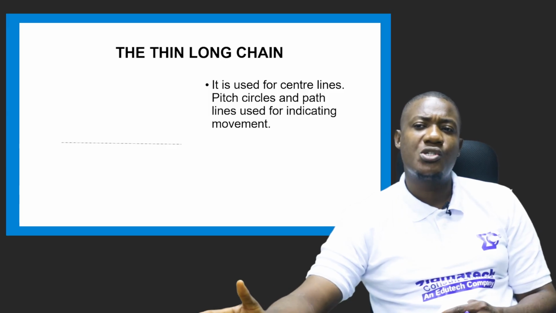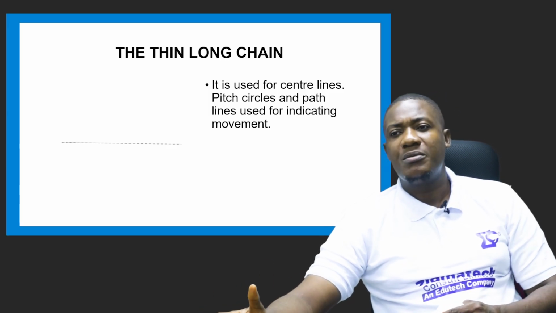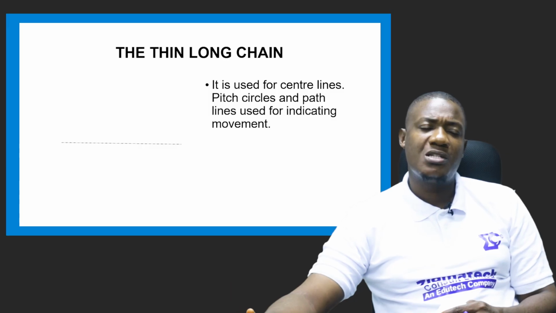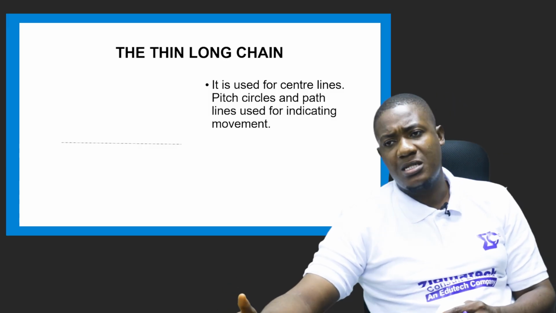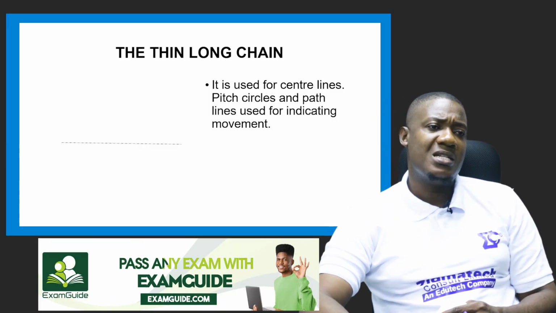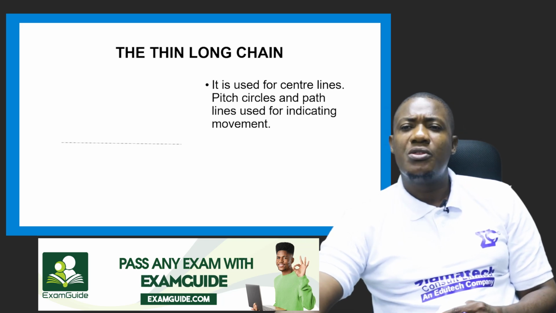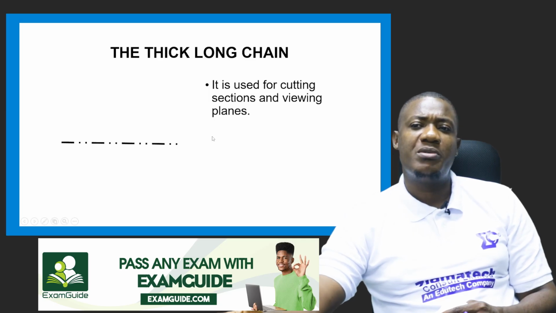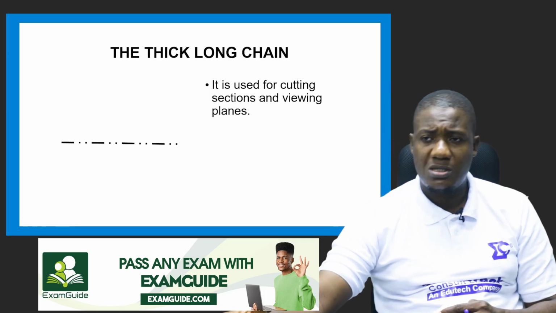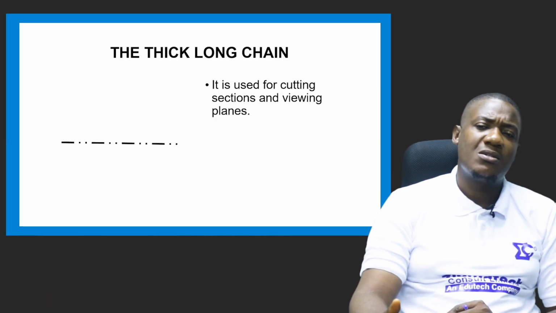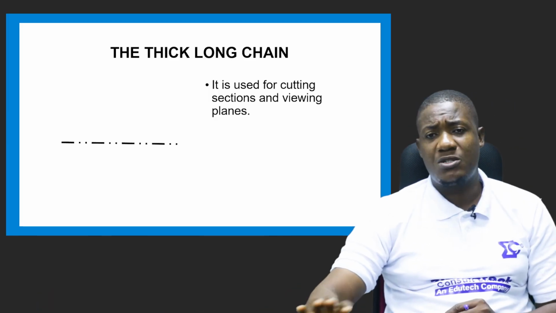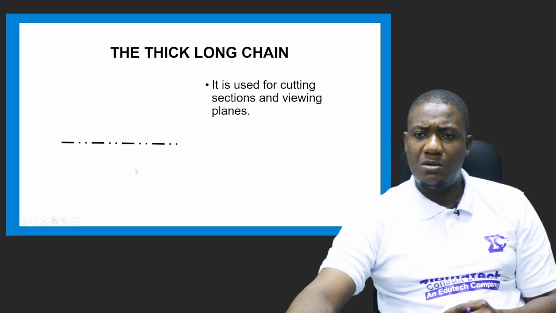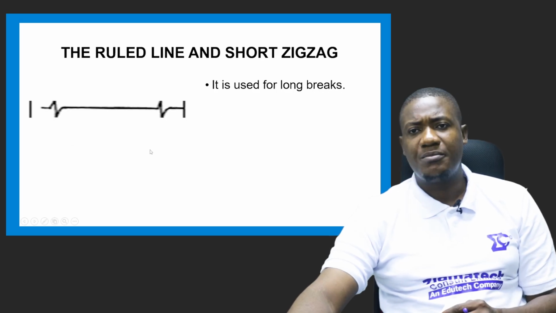All right, we also have the thin long chain, right? In this thin long chain, we use them basically for center lines. We use them for pitch circles and path lines used in indicating movements. Basically, that's what we use this kind of line to do. We also have the thick long chain. Basically, this is used for cutting sections and viewing planes. We use this line for cutting sections in case you want to show sections. We make use of this thick line.